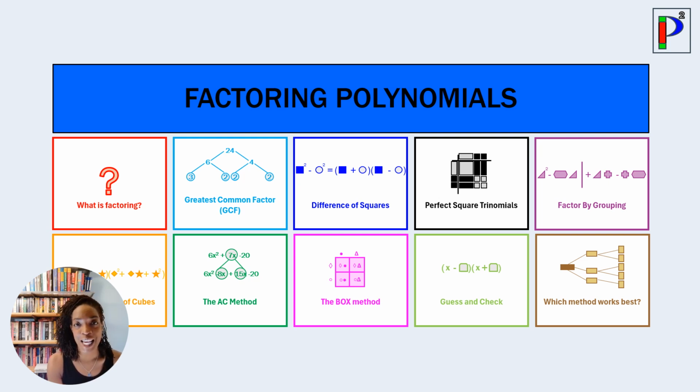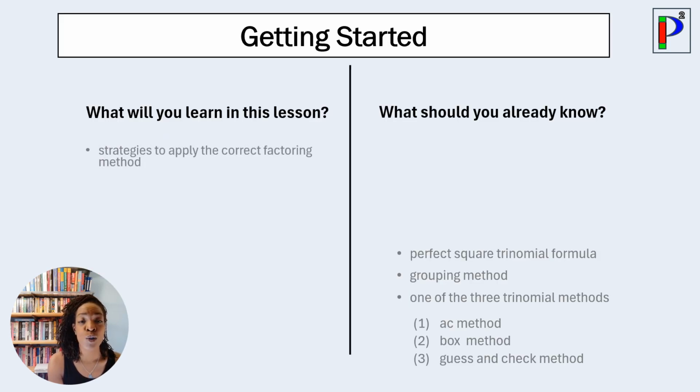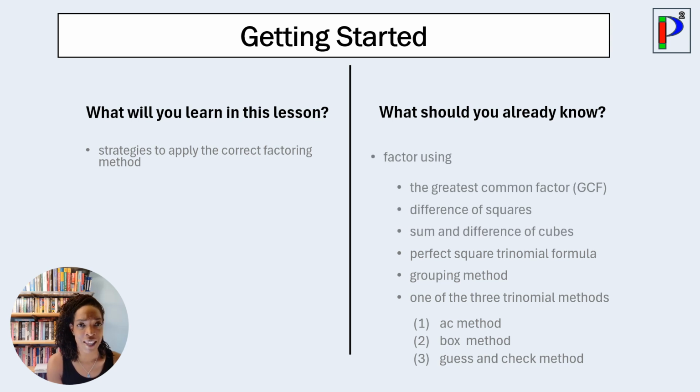Today is the day. We have completed all of our videos on the methods to use for factoring, and now it's time to think about how to use them. Welcome to the last and final video in our series, Which Method Works Best? Okay, you should know all of the methods that we learned so far, but you only need to know one of the three trinomial methods, either AC, box, or guess and check.